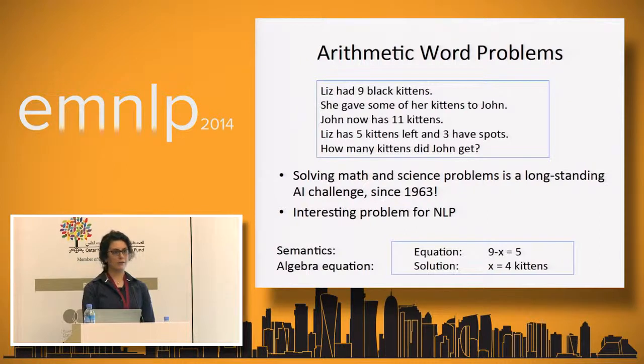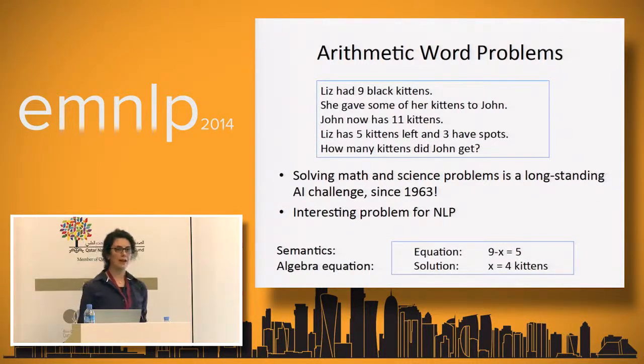Designing algorithms that can automatically solve math and science problems has been a long-standing AI challenge since the very early days of AI. In particular, it's interesting for natural language processing because usually the texts are concise and their semantics can be represented with some simple algebraic equations. So for example, in this story that you see on the board, we can represent it with equations like 9 minus x equals 5, right? And the number of kittens is equal to 4.